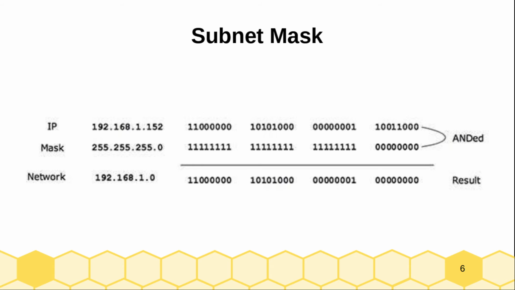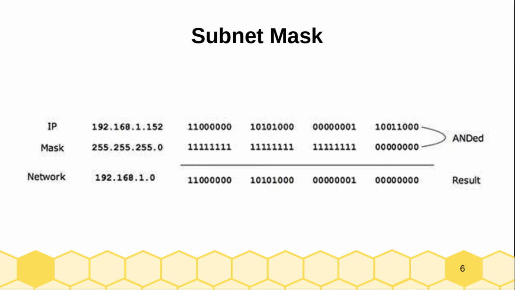For example, say the IP is 192.168.1.152 and the subnet mask is 255.255.255.0. As you see in the image, the IP 192.168.1.152 is converted into a binary number, and the subnet mask 255.255.255.0 is again converted into binary form. There is an AND between the IP and the subnet mask, and we get the final network, which will be 192.168.1.0, and the result is in binary form.